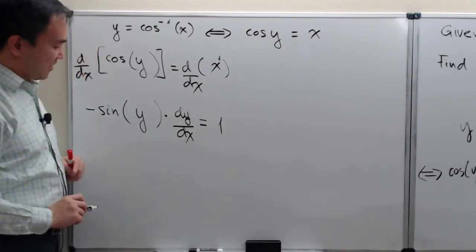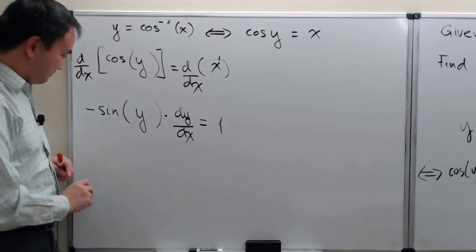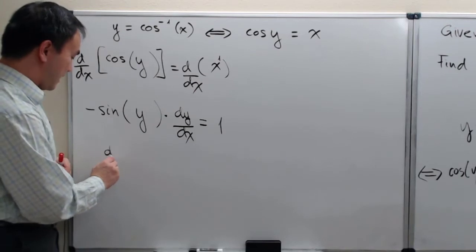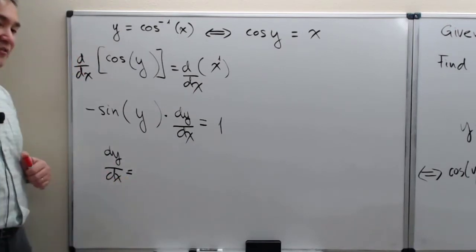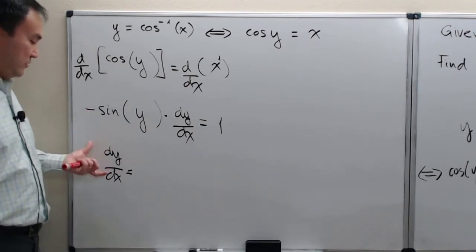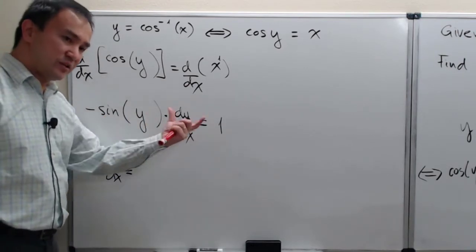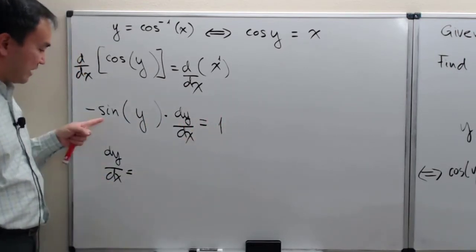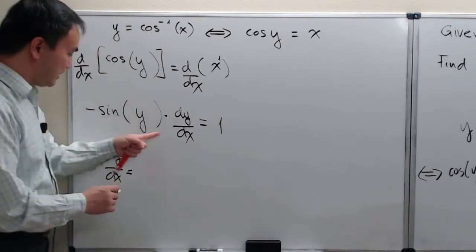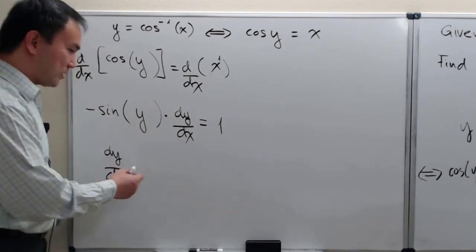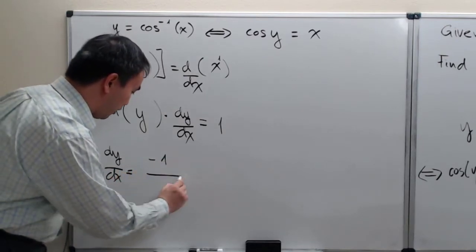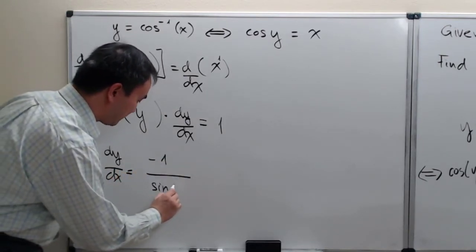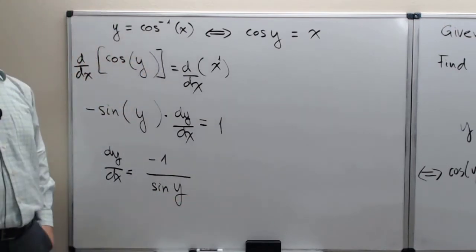All right. So now, just like how we did when we were deriving the derivative of inverse sine, and with the same idea of using implicit differentiation, I am going to divide both sides by negative sine of y. And so my next step becomes negative 1 over sine of y.